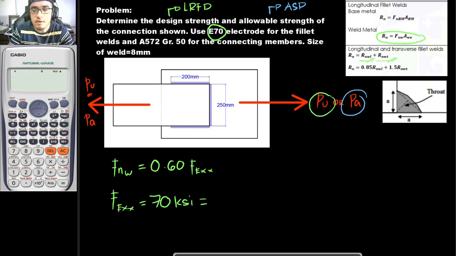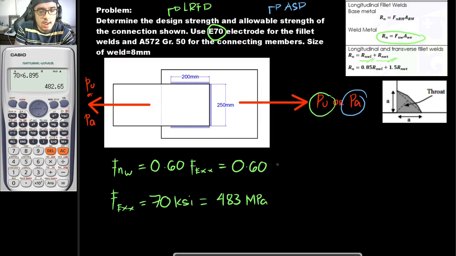So if we are to convert this into megapascal, looking at the calculator to your left, we would be multiplying our conversion factor of 6.895. From that, our answer would be 482.65. And for this lesson's sake, I would just be rounding it to the nearest whole number. So this is to be 483 megapascals. So substituting known values, our answer here would be 0.60 times 483, so 483 times 0.6, that is 289.8.